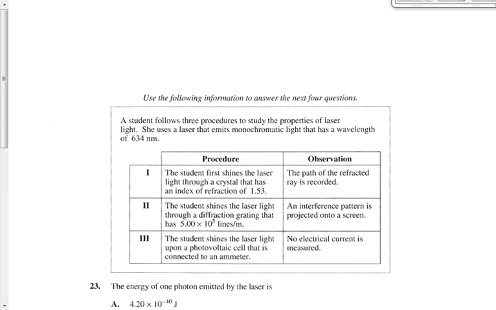Student follows 3 procedures to study properties of laser light. She uses a laser that emits monochromatic light, one color. We like one color, although you guys know how to deal with more than one color, right? If it's a diffraction experiment, what do you do if it's more than one color?